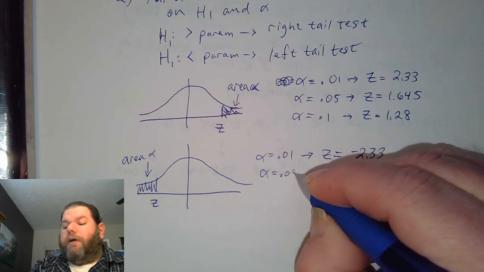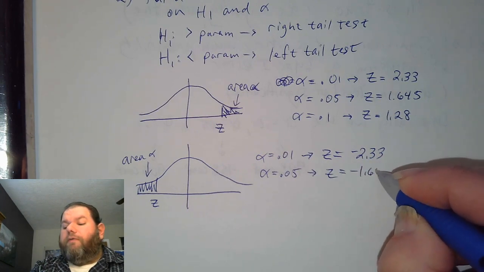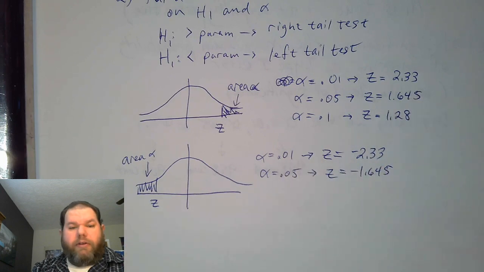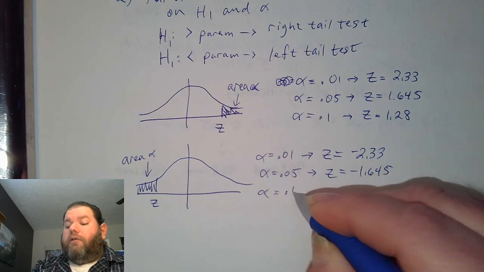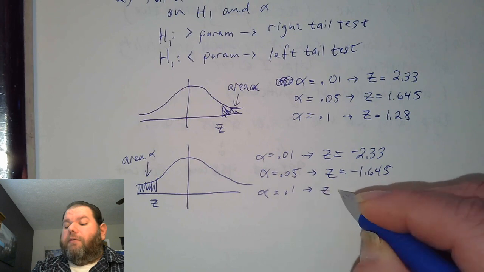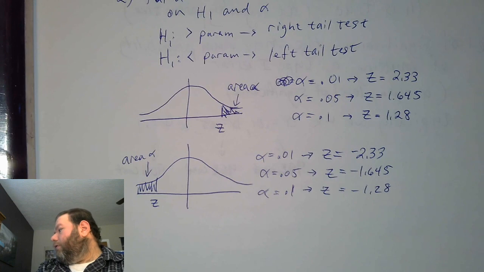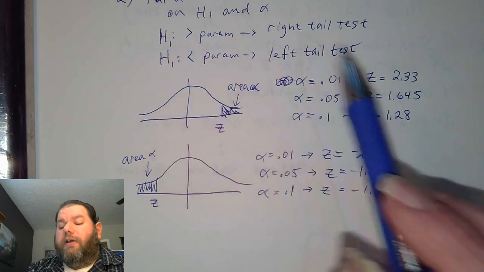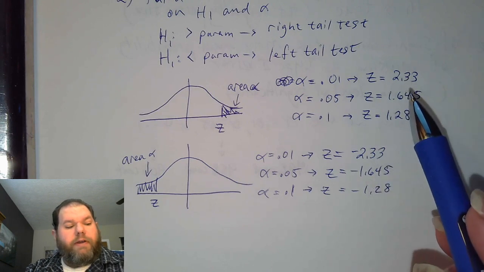Alpha equals 0.05 means our critical value z will be negative 1.645. Basically it just flips all these values to negatives when we look at the opposite side. The graph is symmetric after all. And so we have z equals negative 1.28 for alpha equals 0.1. So that's our critical points. Depending on our H1 statement and our value for alpha, we can choose the appropriate z to represent our critical value.